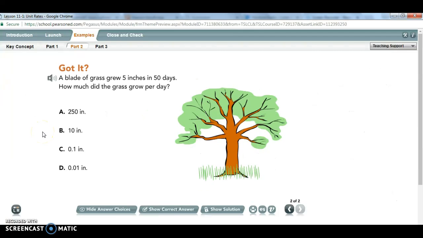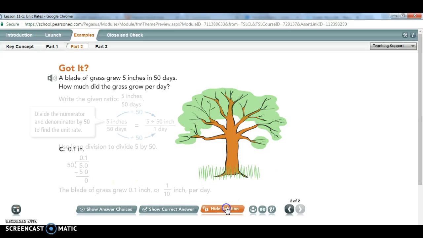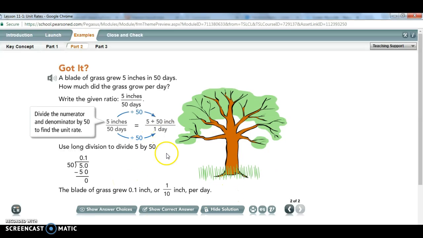Now it's the got it problem, and I want you to try to solve this yourself. A blade of grass grew 5 inches in 50 days. How much did the grass grow per day? The correct answer is C. It grows 1/10 of an inch. And here's the way we got our answer. You can pause the video and read through this so that you have a better explanation.